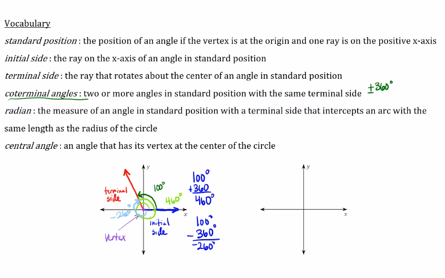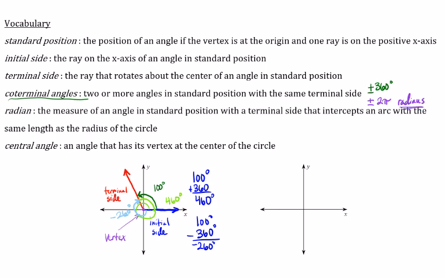Okay. Now let's talk about radians. If I have a measure in radians, it would be the same thing, except instead of 360 degrees to make a full rotation, with radians it's 2 pi, right? So we want to add or subtract 2 pi if we're talking about radians.